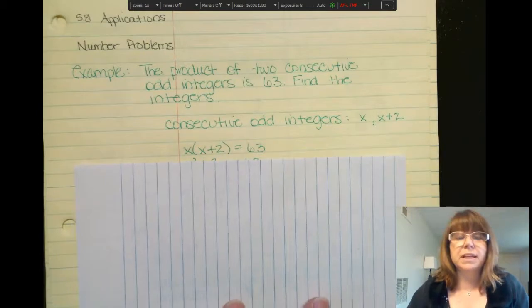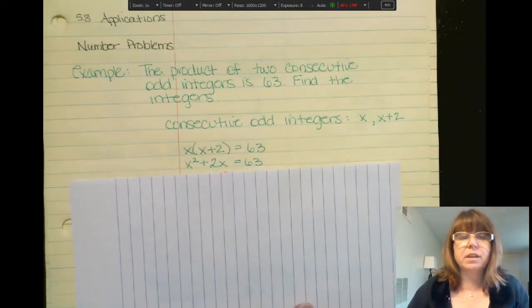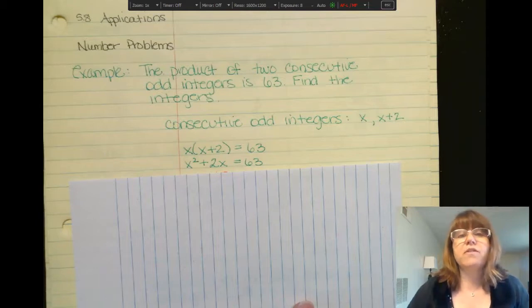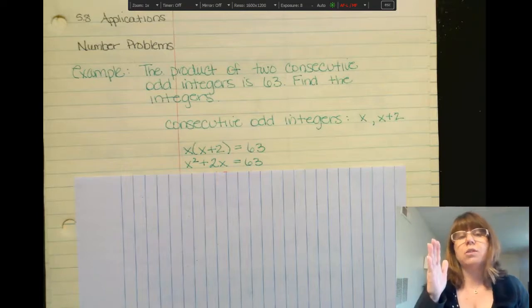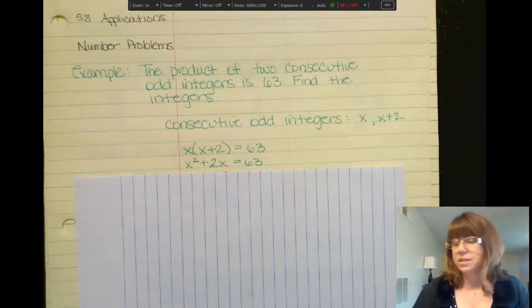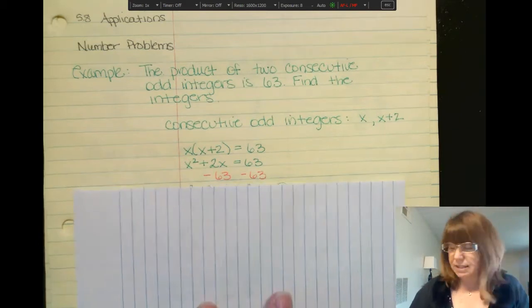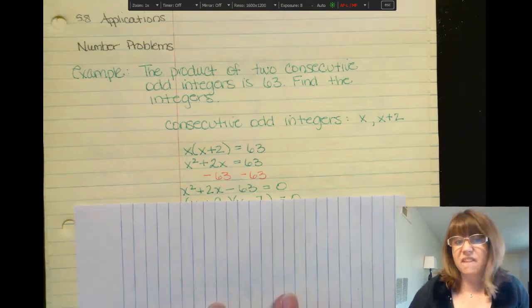So it's going to be x times x plus 2 equals 63. I'm going to distribute: x squared plus 2x equals 63. To use our zero factor property, I need everything on one side and set equal to 0. So I'm going to subtract 63 from both sides, getting x squared plus 2x minus 63 equals 0. Let's factor the left-hand side.